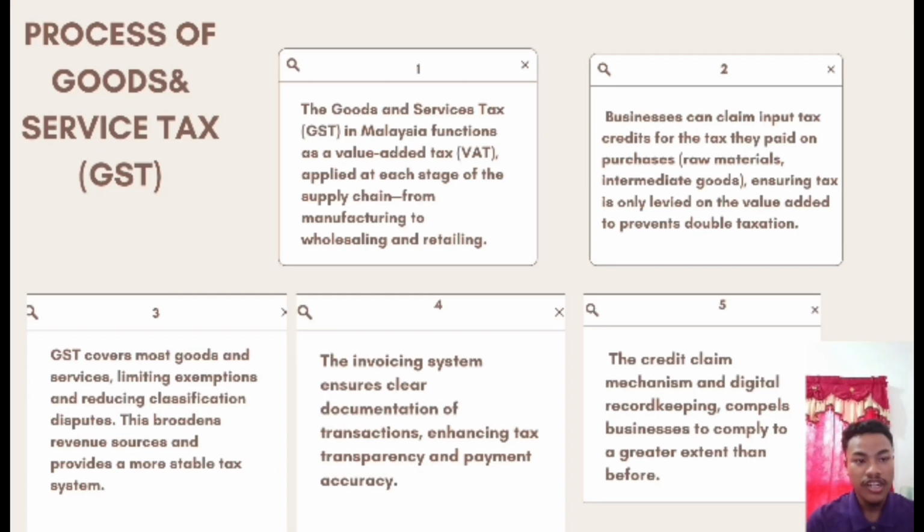The last one, the credit claim mechanism and digital record keeping compel businesses to comply to a greater extent than before.